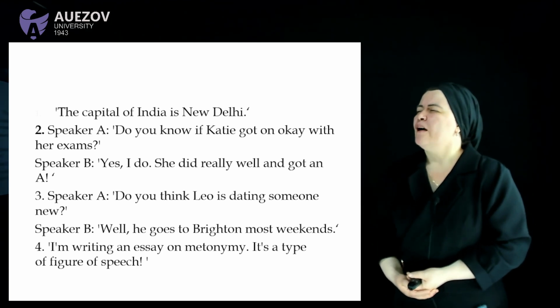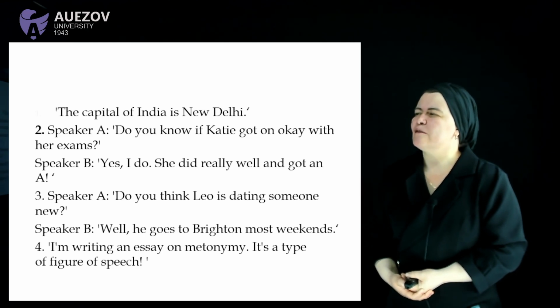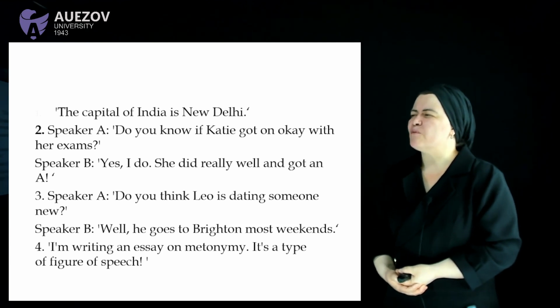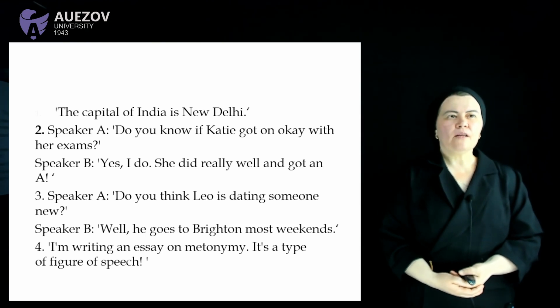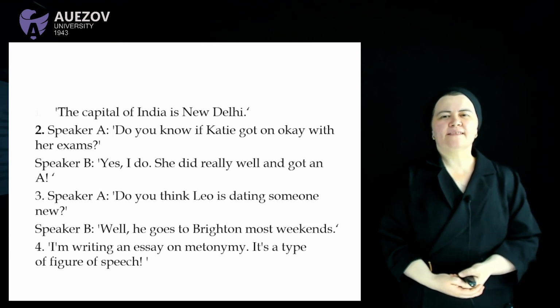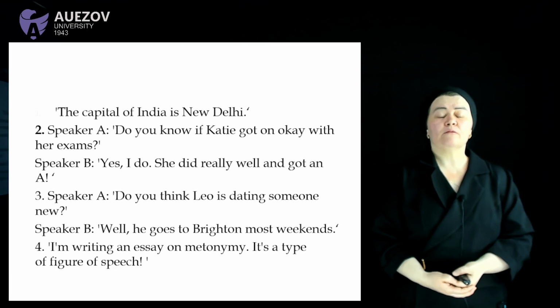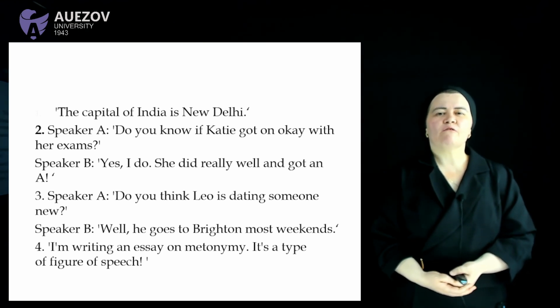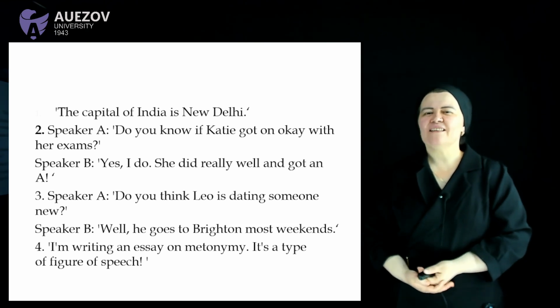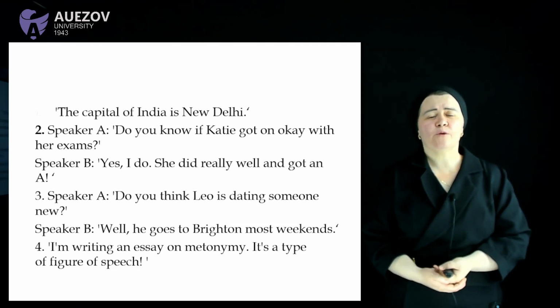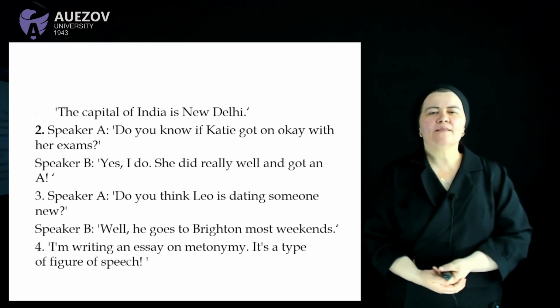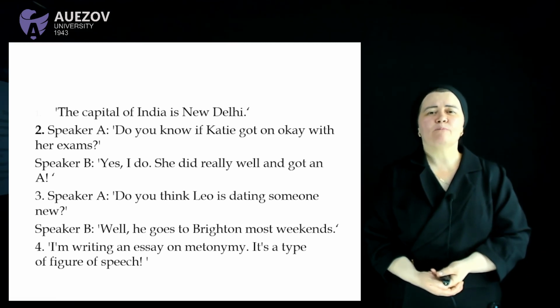And the last example here: I am writing an essay on metonymy. It is a type of figure of speech. In this example, we can see that the speaker is being clear. Firstly, he says that he is writing an essay on metonymy, and in order to make his speech clearer, he says that metonymy is a figure of speech. So here we can see that in pragmatics and intercultural communication, in any kind of communication, obeying the maxims of Paul Grice is very important to make our conversation more successful and more effective.